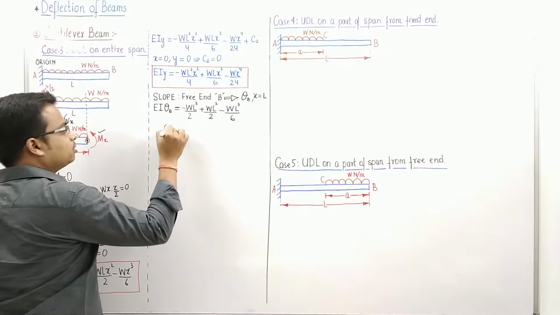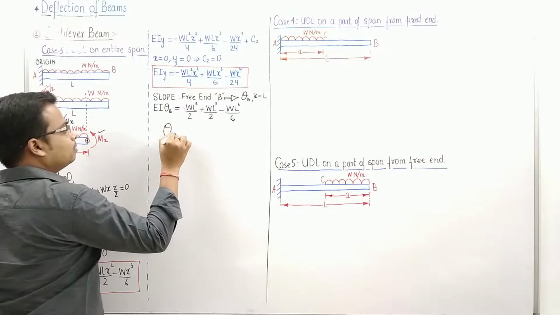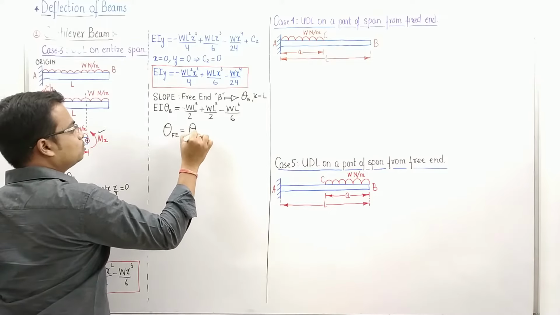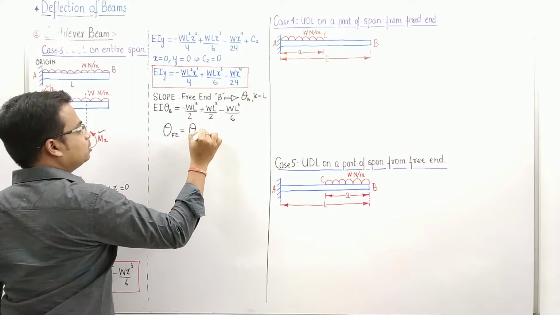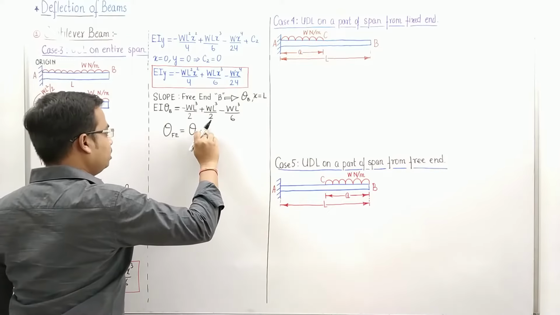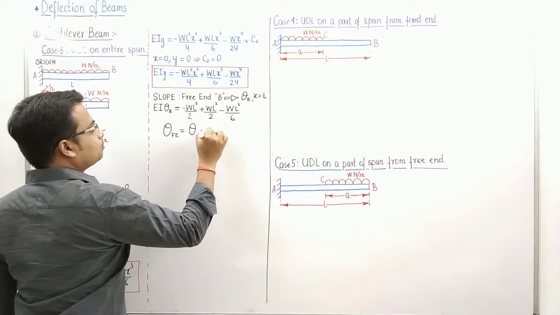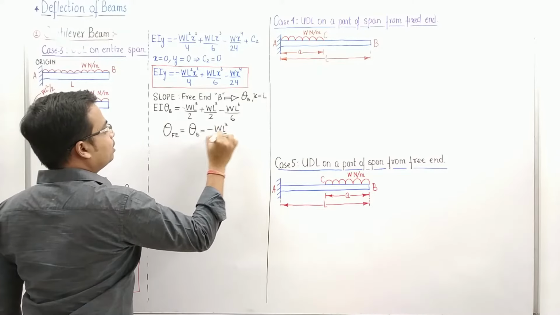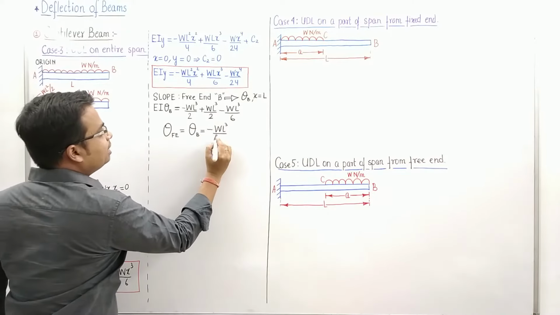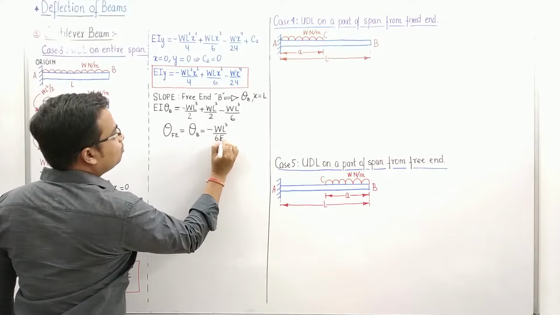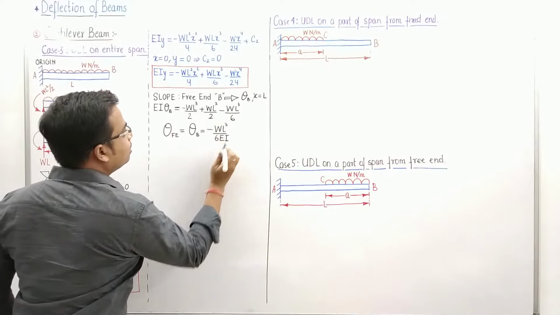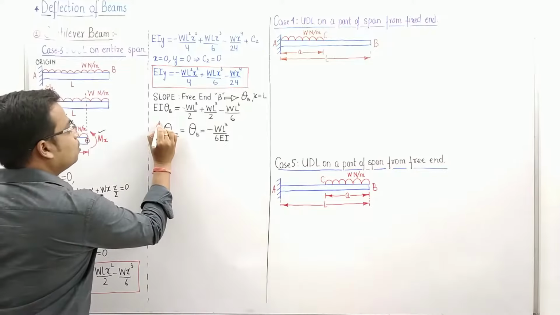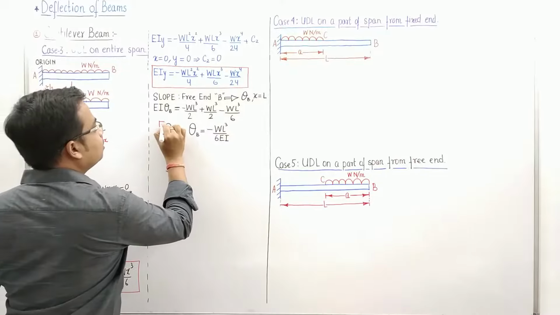Let me just write this big and bold. Slope at the free end. Okay, free end is what? Slope at B, which has already worked out as negative of WL cube over 6 EI. And that's it. That was how slope is supposed to be calculated.